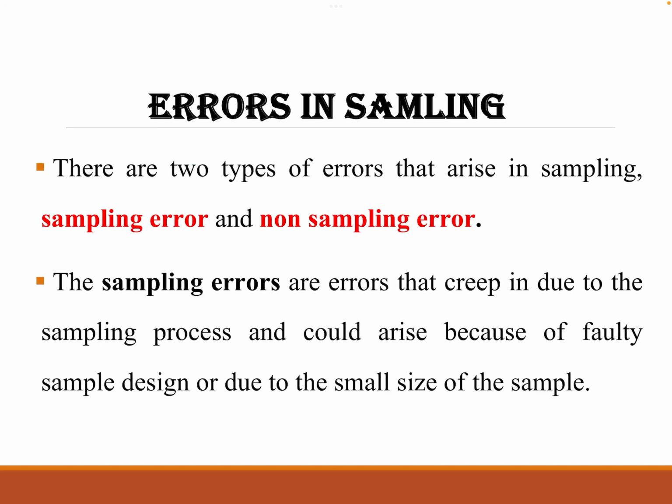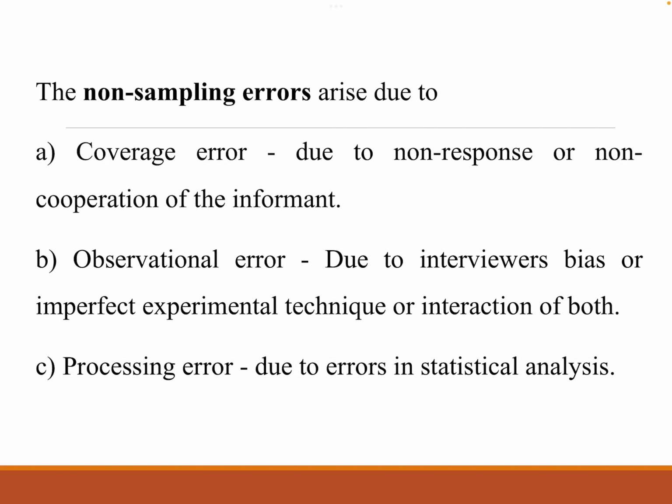Coming to the errors in sampling. There are two types of errors that arise in sampling. One is sampling error and the next is non-sampling error. Sampling errors are errors that creep in due to the sampling process and could arise because of a faulty sampling design or due to the small size of the sample.